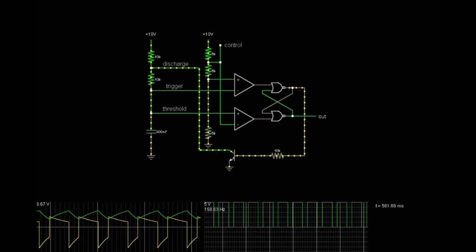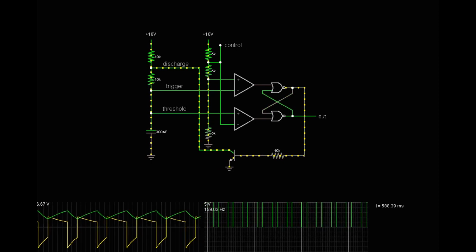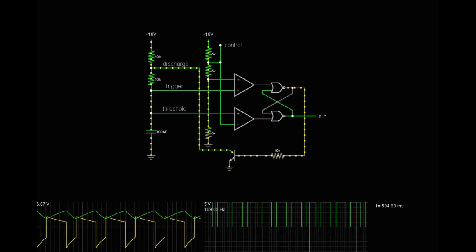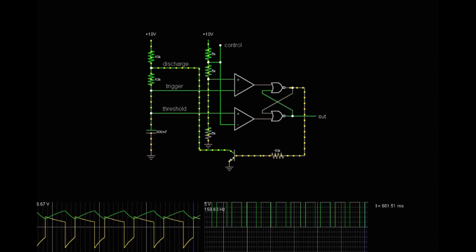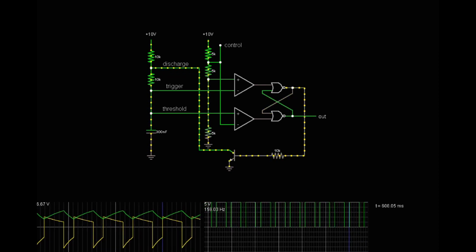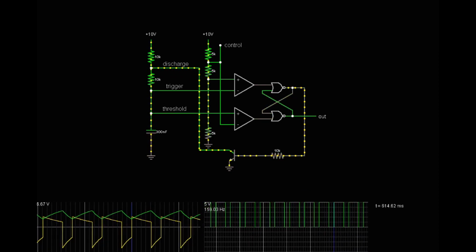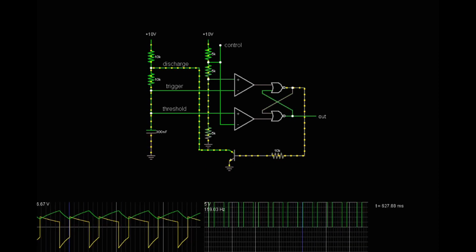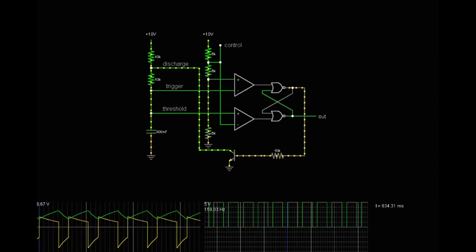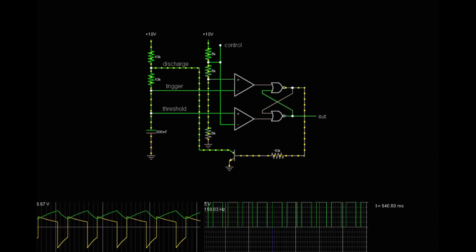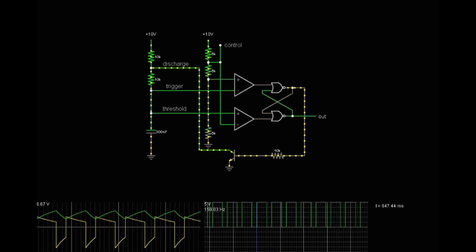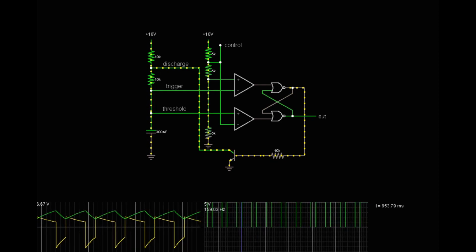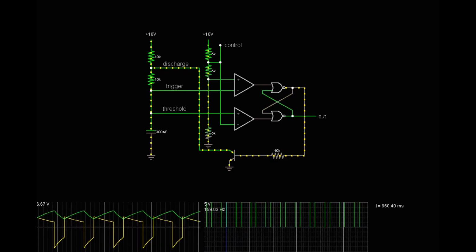4. Reset input. A timing interval may be reset by driving this pin to GND, but the timing does not begin again until this pin rises above approximately 0.7 volts. This pin overrides trigger, which in turn overrides threshold. If this pin is not used, it should be connected to VCC to prevent electrical noise accidentally causing a reset.